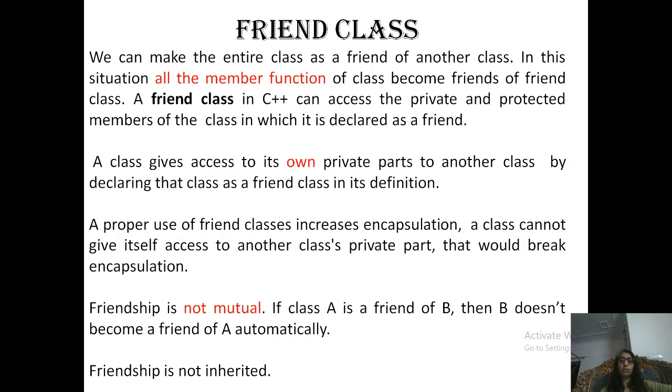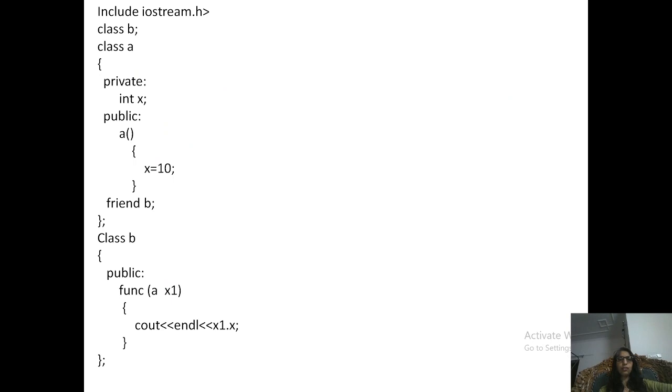And friend class, in case we want all the member functions of a class to use data of another class. So we use the friend class concept. It is more or less like friend functions. In a friend function we are talking about a single function, and in a friend class we are talking about all the member functions of a class. So it's very easy to use and understand.